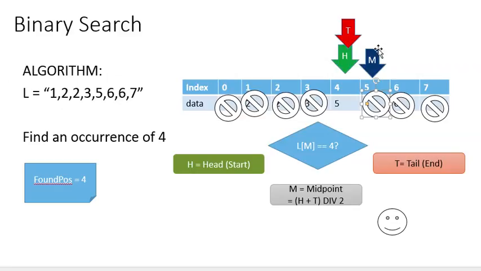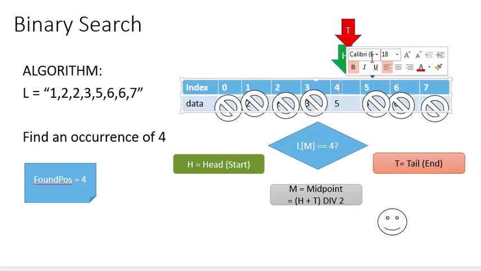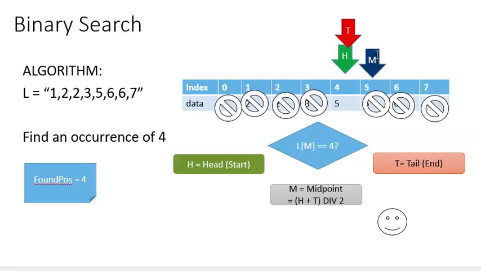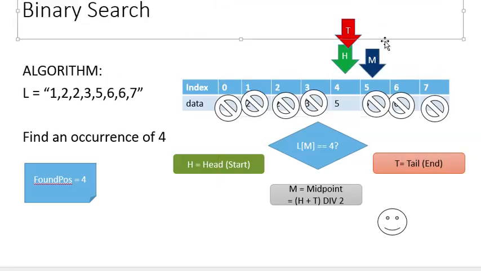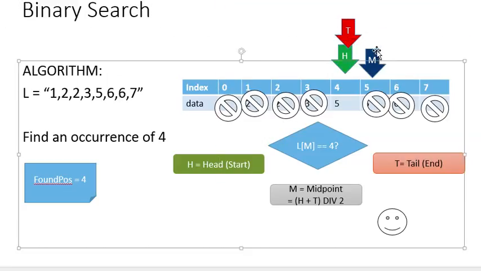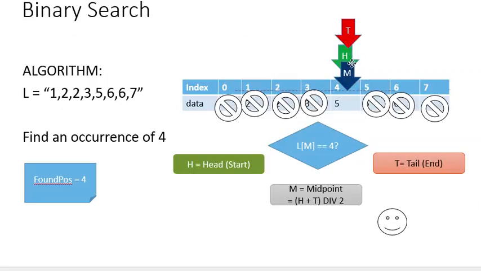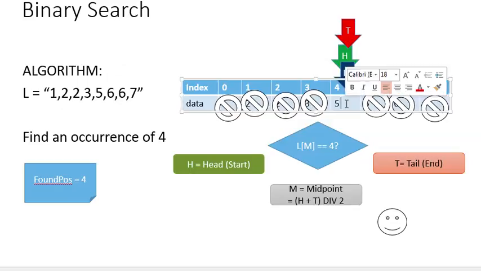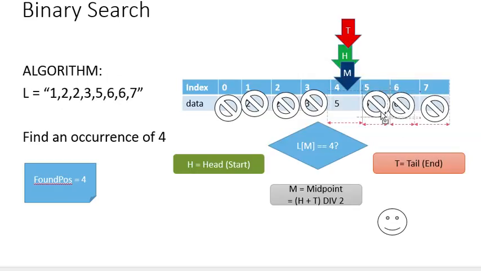So we continue with the algorithm. Head and tail both now pointing to element number 4. And 4 plus 4 is 8. 8 div 2 is 4. So the midpoint would actually point to element number 4. And is element 4 equal to 4? The answer is no, it's not. It's equal to 5. So that in turn would also be a miss.